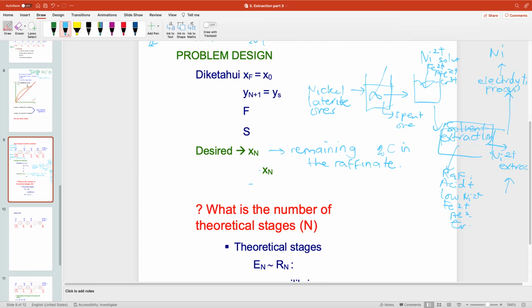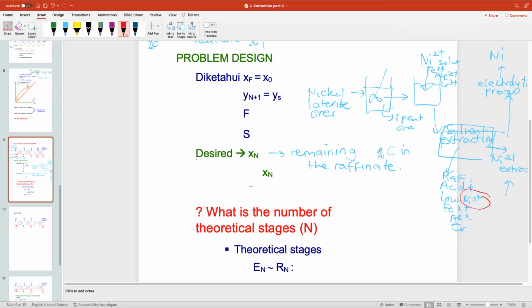So the desired xn, the remaining nickel there, usually can be the problem formulation: how much nickel you want to leave in the raffinate, or in this case in the acid solution. Okay, just a very simple example of my application of the extraction. So again, back to here.